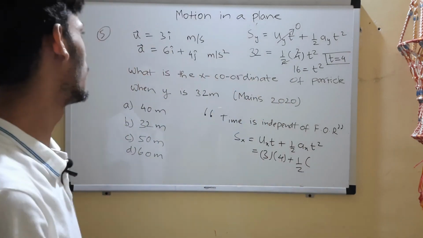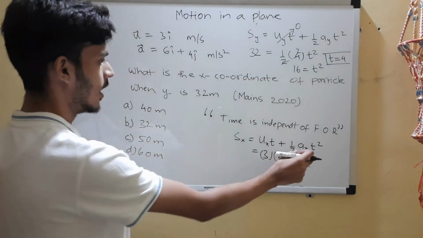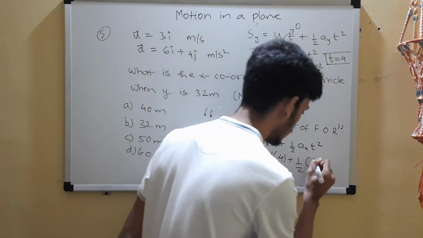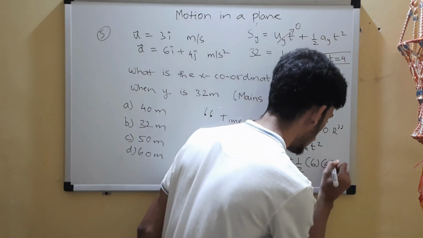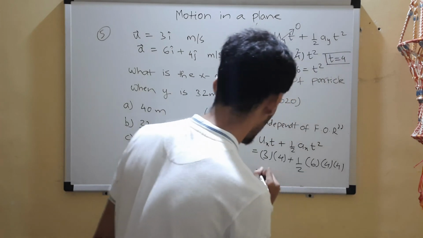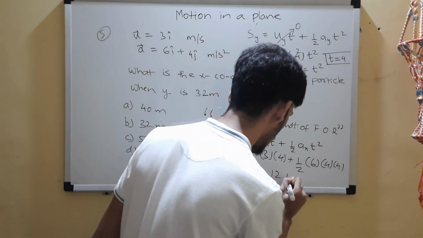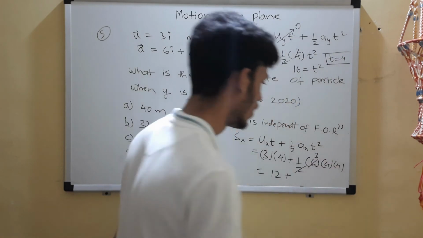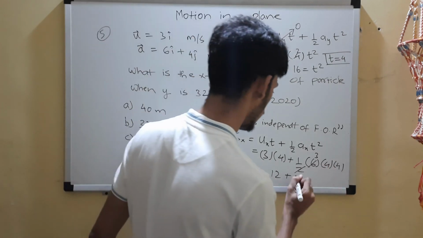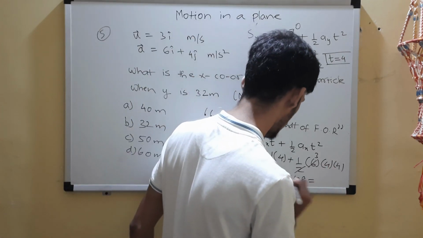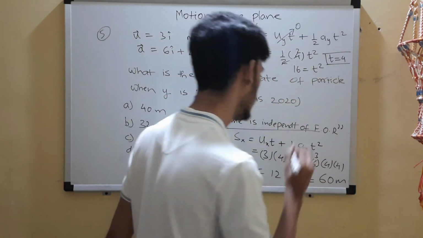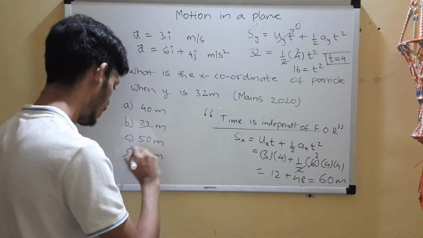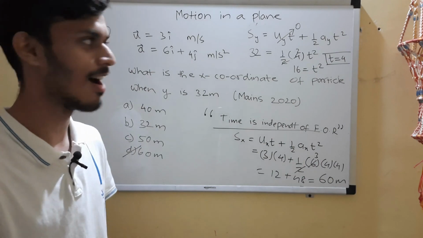Is this too much for your head? ax is 6, and t is again 4. Time is independent of frame of reference. 3 4s are 12, and here you have 3, so 3 times 12 is 36... so this is 48 plus 12, which is 60 meters. So this was the main point: time is independent of frame of reference, and here we have our answer.